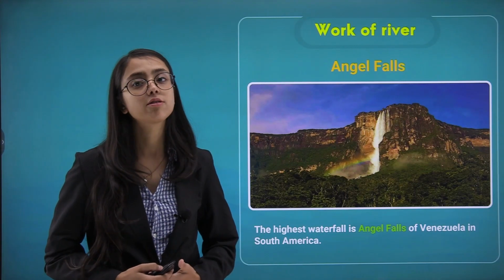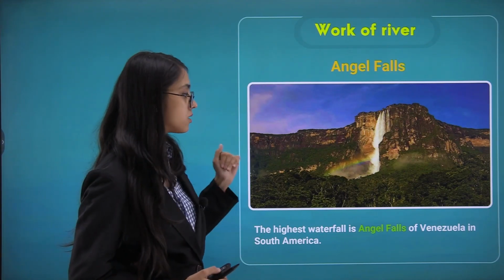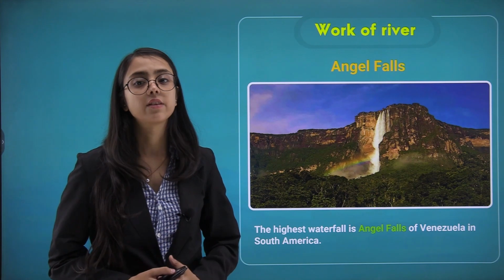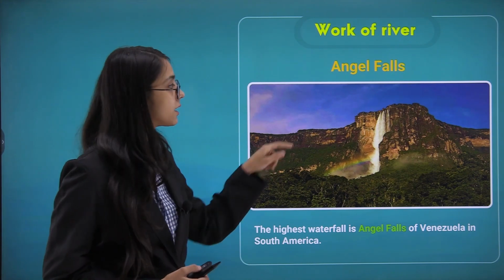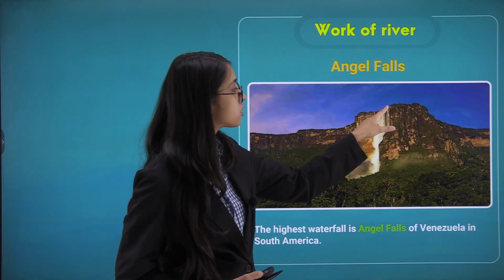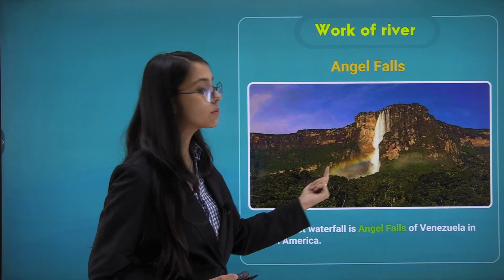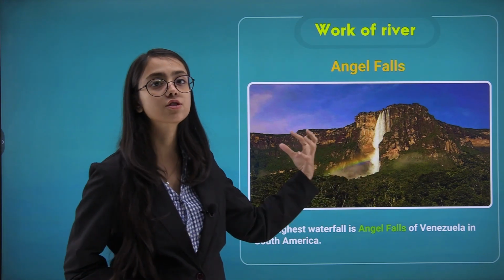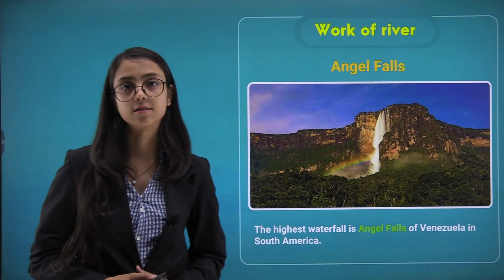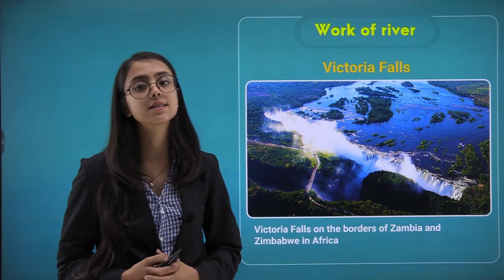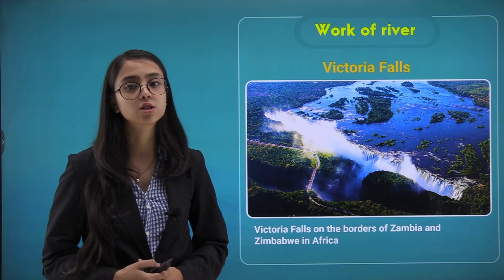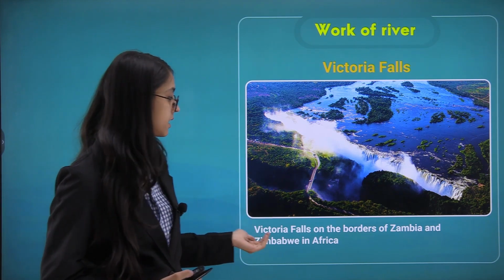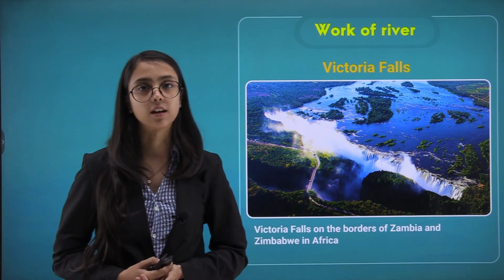Another example of waterfalls is the Angel Falls. This is located in Venezuela in South America. Do you observe how the water is coming down and how a rainbow is formed due to the reflection of sun rays on the water crystals? Victoria Falls is another example of waterfalls which is located in Zambia and Zimbabwe, in Africa.